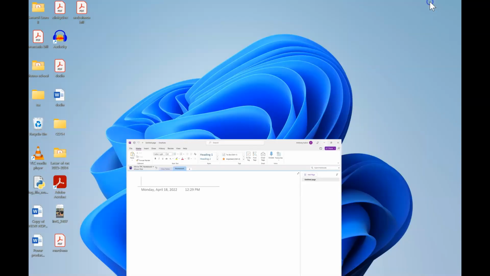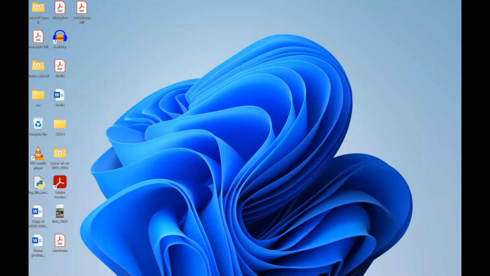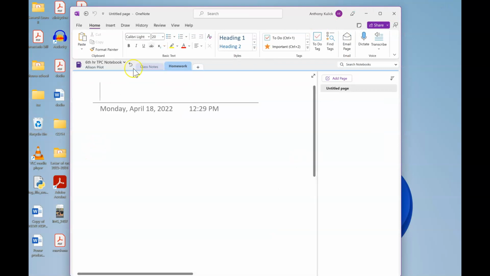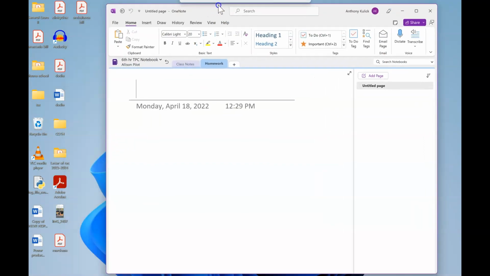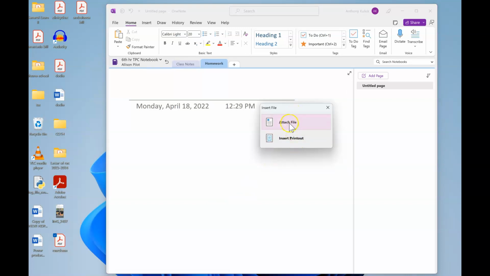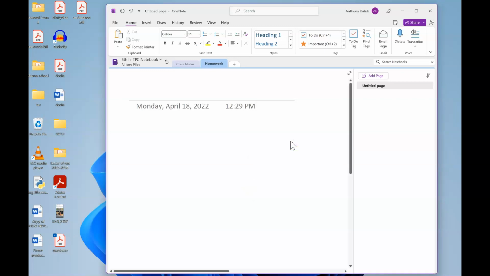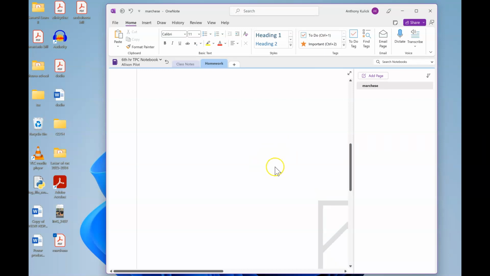Once you email it to yourself, my recommendation is to save that file to the desktop, because the easiest way to get it into your OneNote is to just grab the icon and drag it into a blank page like this. And if you let go, it'll give you two options of attach file or insert. You want to pick insert printout, and you'll get the nice sheet of paper in, right?